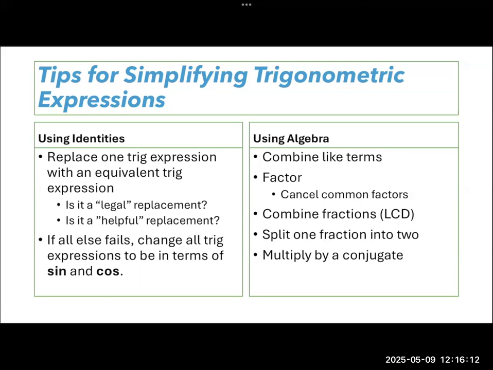Now, when we're talking about using algebra, we're talking about things like combining like terms. You can look for opportunities to factor things. If you're looking at a fraction, you might have common factors that can be canceled. If you have fractions that you're adding or subtracting, maybe we can combine those by finding a least common denominator. Or if you have one fraction that's a bit complex, maybe you can split it apart into two simpler fractions. And there are times where multiplying by a conjugate might also be helpful. So these are the kinds of tools that we have in our possession that we want to keep in mind. And it's a back and forth. There isn't a prescribed do this first, then do this. You just have to keep it all in mind and look for opportunities to use them.